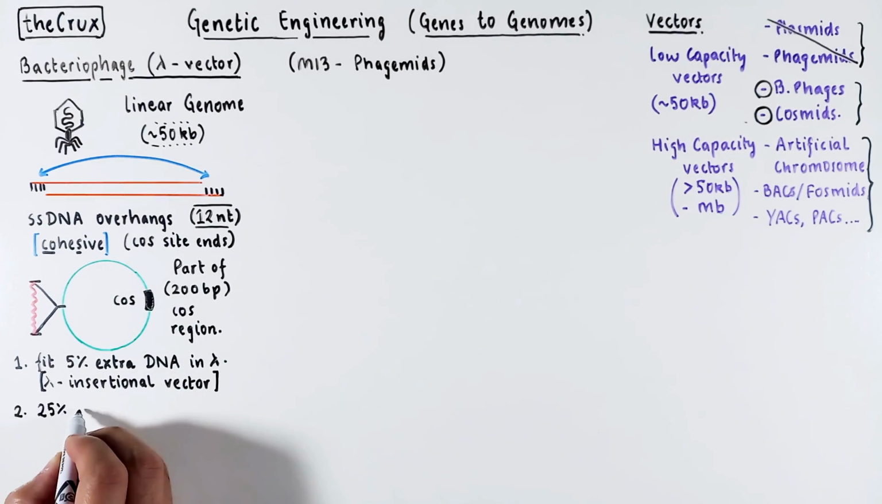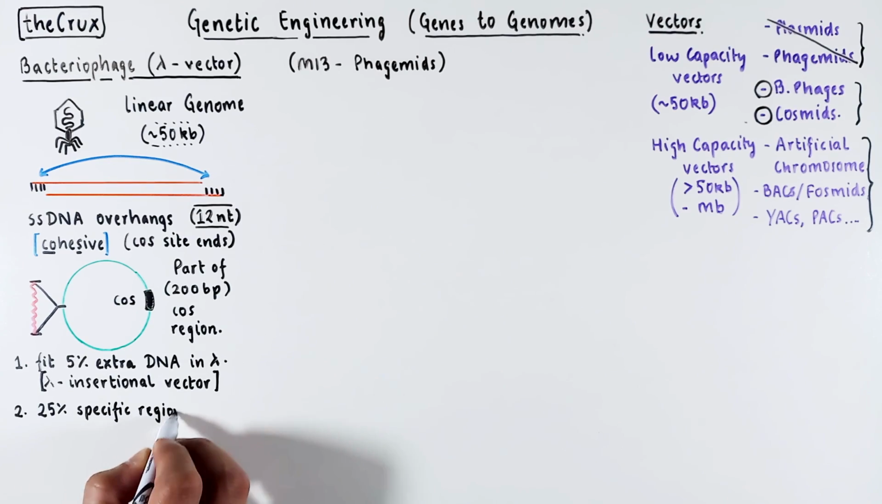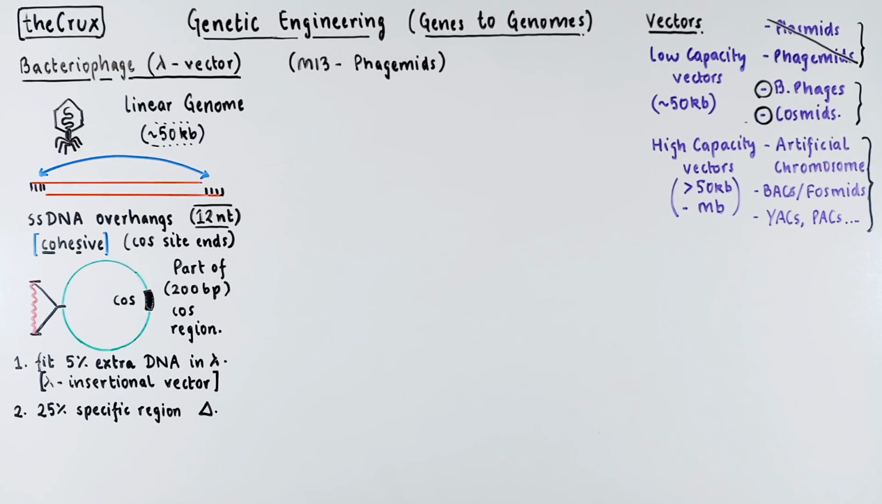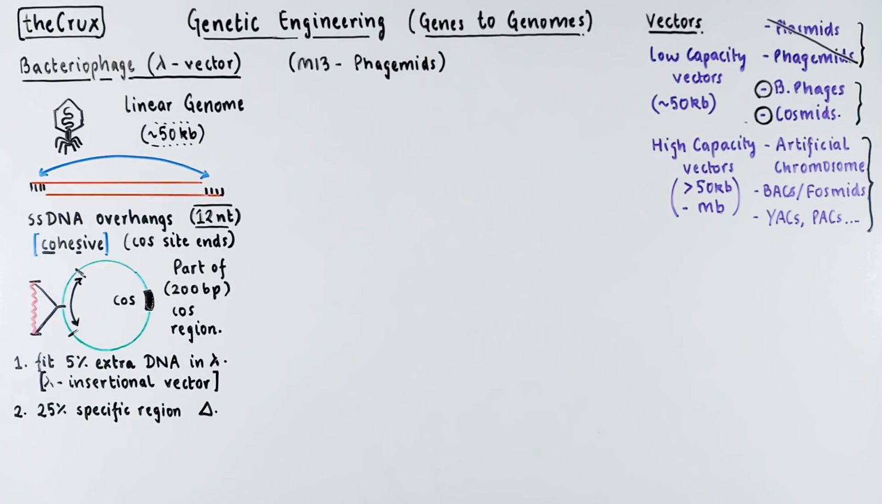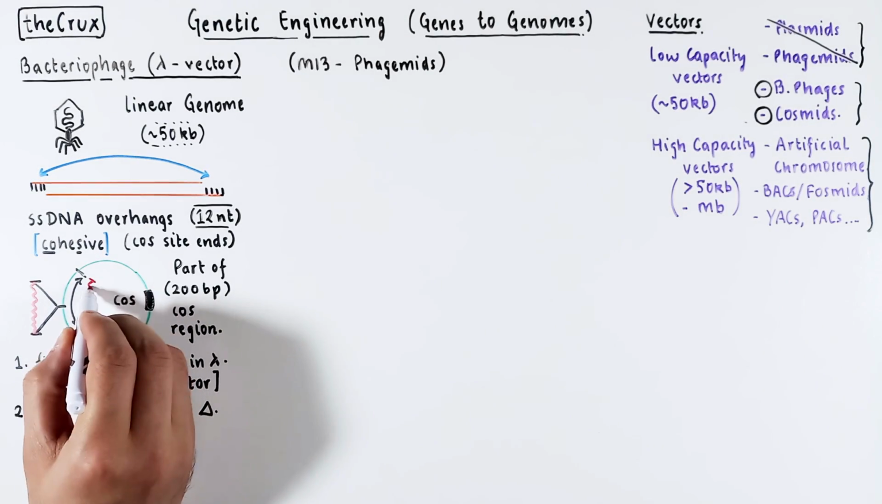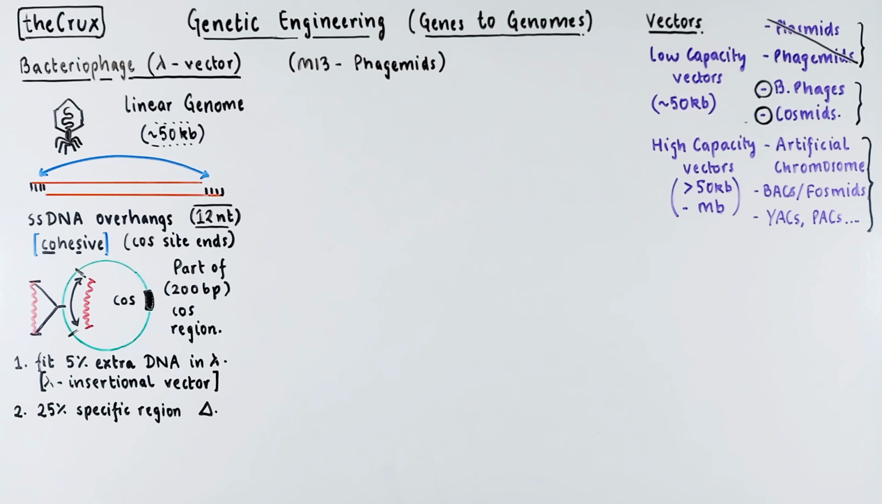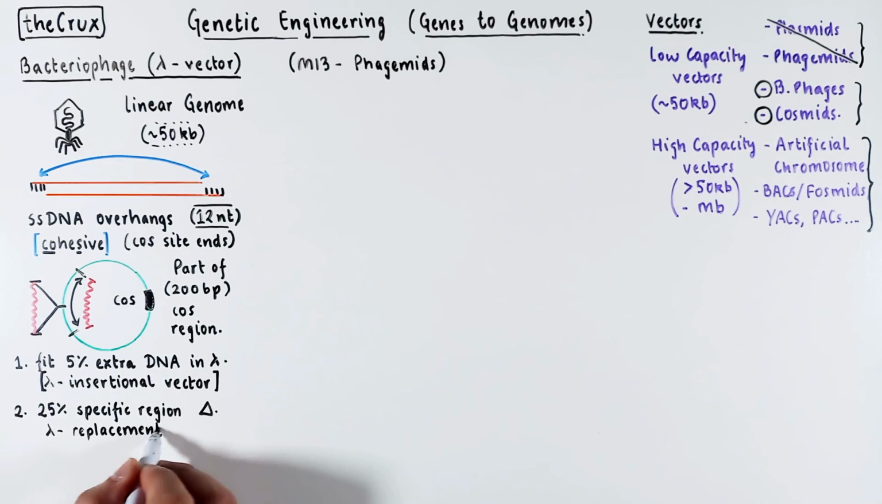Second, you can remove about 25% of Lambda DNA without affecting the life cycle of the Lambda virus. Let's say that 25% corresponds to this region here. This means that you can replace this segment of DNA with your specific DNA. This type of usage of Lambda DNA makes it a replacement vector.